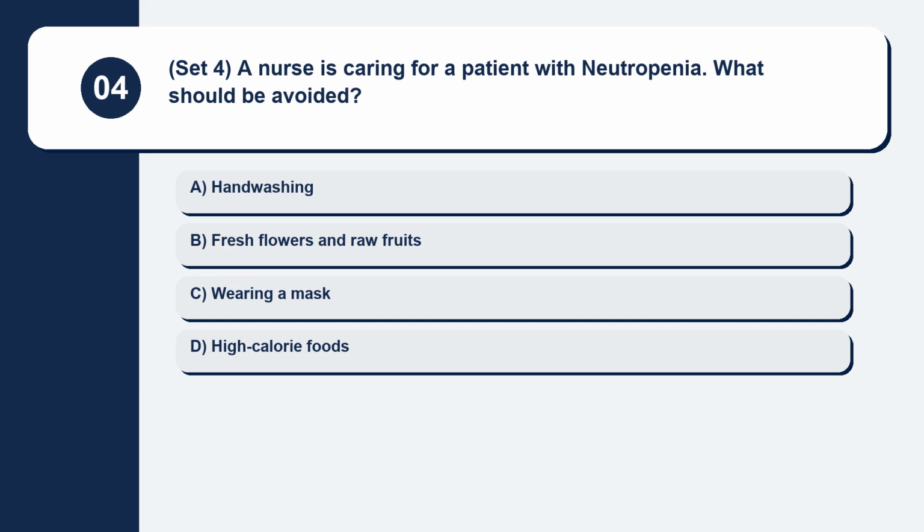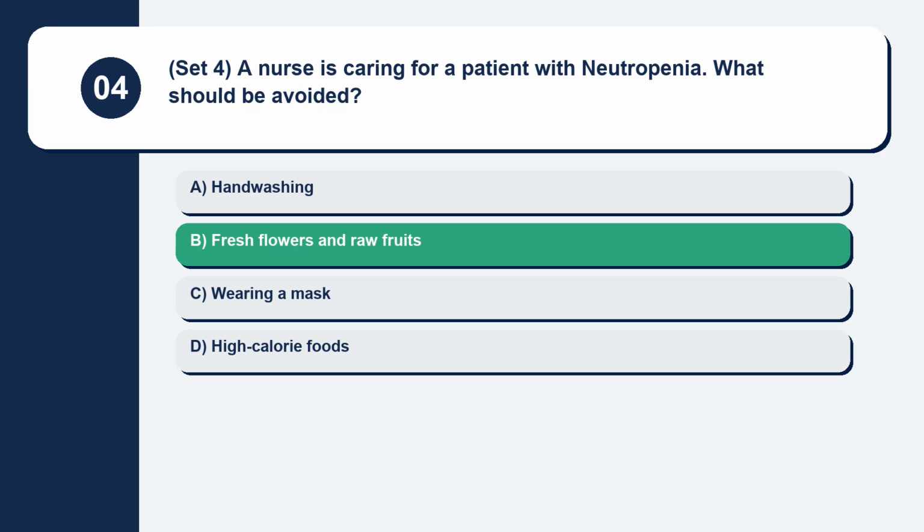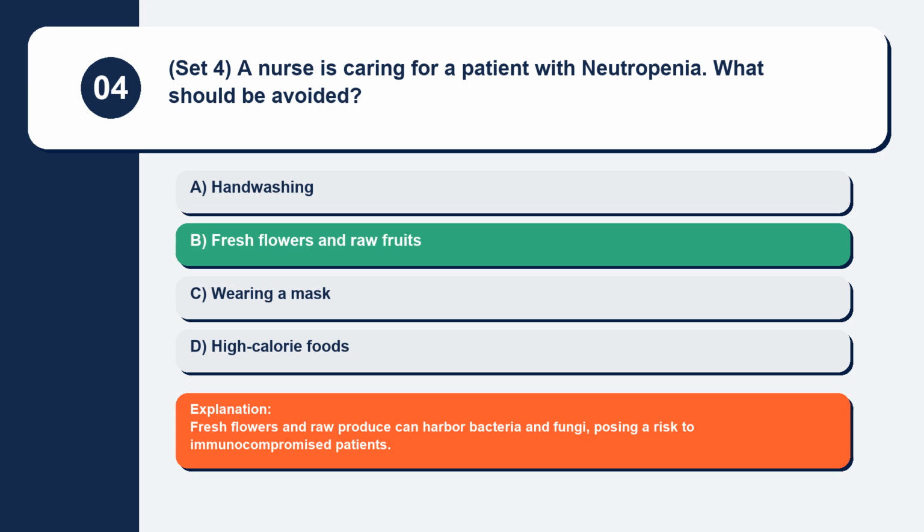Question 4. Set 4. A nurse is caring for a patient with neutropenia. What should be avoided? Hand washing, fresh flowers and raw fruits, wearing a mask, high-calorie foods. Fresh flowers and raw produce can harbor bacteria and fungi, posing a risk to immunocompromised patients.